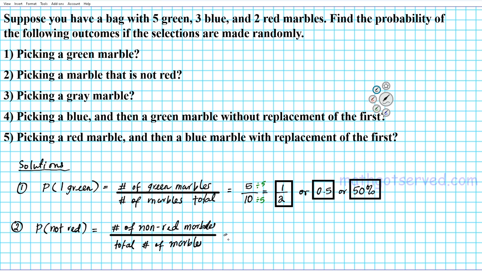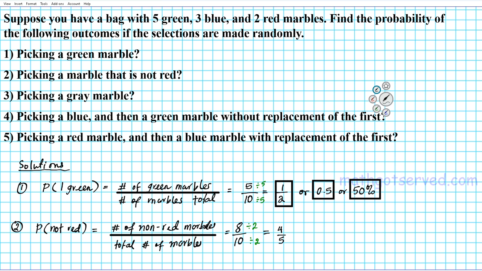All right, so how many marbles are not red? There are 10 marbles in all, okay? 2 are red, so that means that 8 are not red. So non-red marbles are the green and blue marbles, so that's going to be 8 divided by total number of marbles, that's still 10. All right, so let's simplify this. Just divide by the greatest common factor here, which is 2, so divide by 2 top and bottom. And then you get 4 over 5 in fraction form.